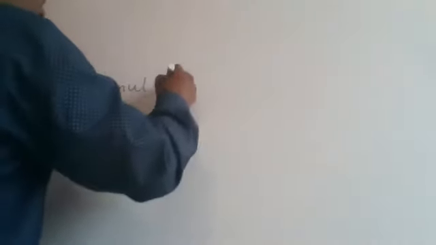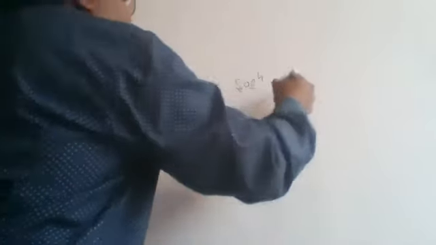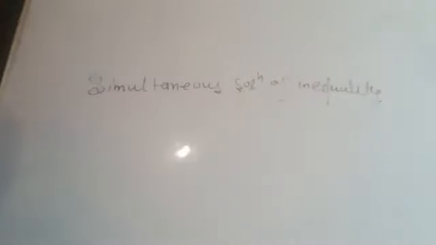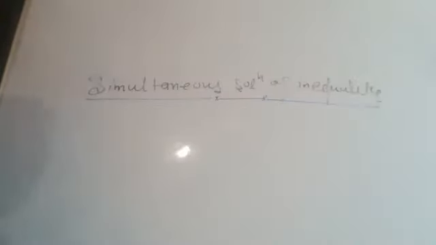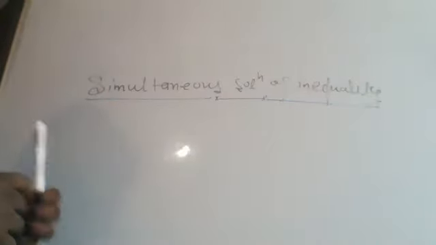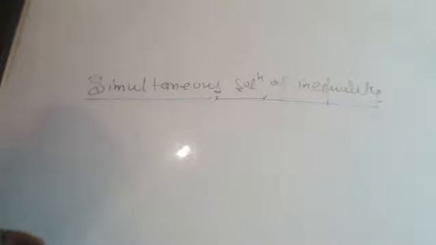I'm going to talk about that. Okay, just write down, everyone. Write the heading: simultaneous solution of inequality. Write this down: the meaning of the simultaneous solution is the solution which satisfies the given set of inequalities. Okay, how do you find it? Just see the board. I'm going to explain.